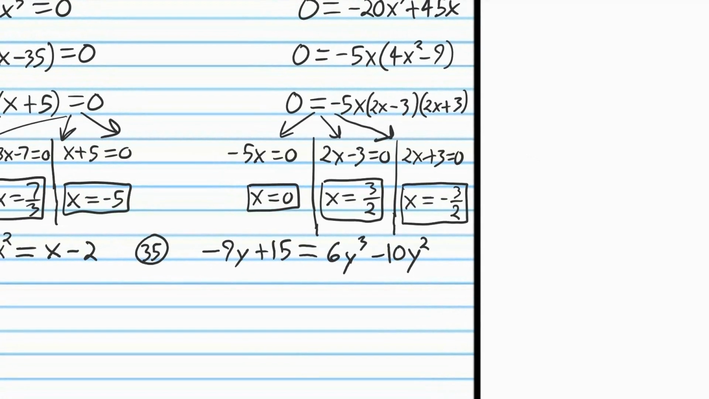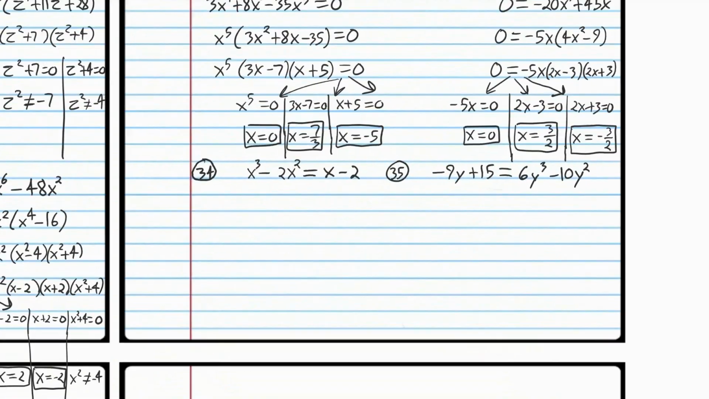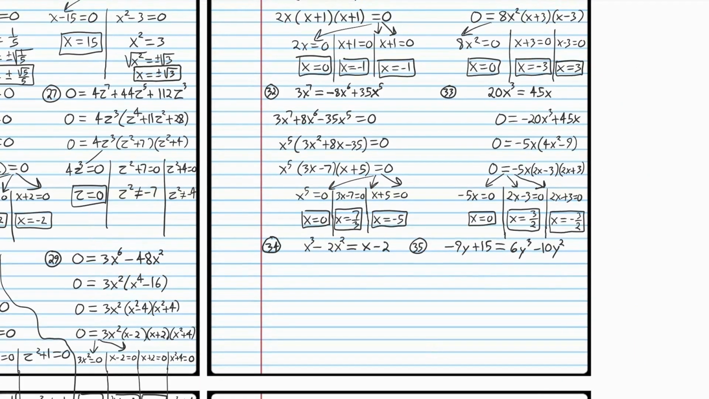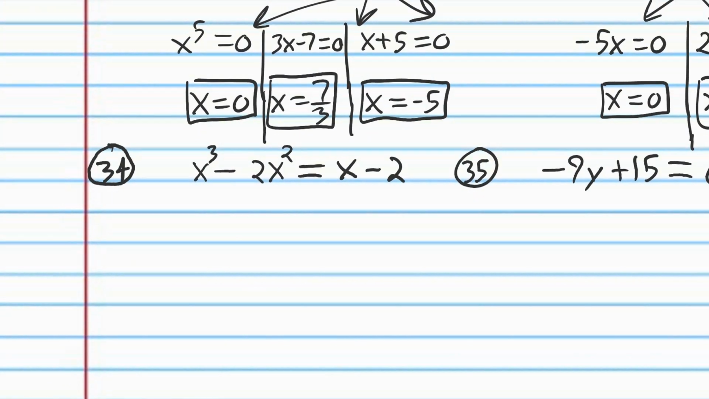So if you got those solutions, awesome. All right, so on to the next problem. Now you can see that we have 4 terms. 1, 2, 3, 4. So that means this is going to be factoring by grouping.